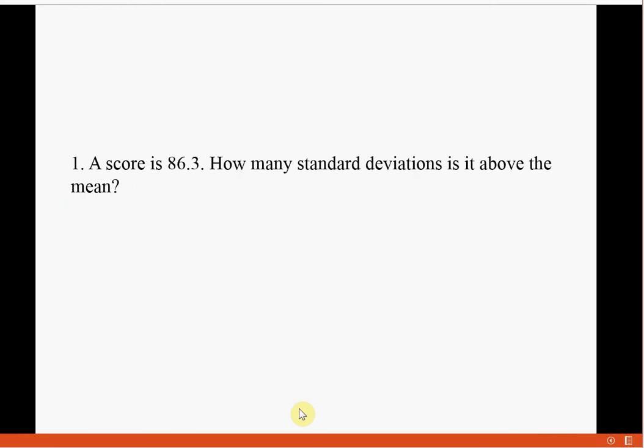First question, a score is 86.3. How many standard deviations is it above the mean? This question is just a practice. We practice calculating standard scores here. Let's first draw a diagram. It's very helpful to draw a diagram. A diagram will help you to understand what the question is asking. So I ask you, when you do your assignment, also draw a diagram first.